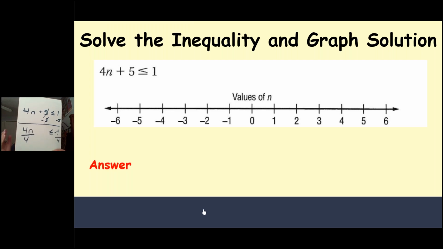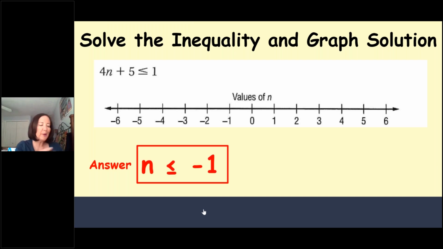Okay. So we have negative 4 divided by positive 4. What's that going to be? Negative 4 divided by positive 4 is negative 1. You're awesome. There we go. Let me write it up. N is less than or equal to negative 1. Fantastic.